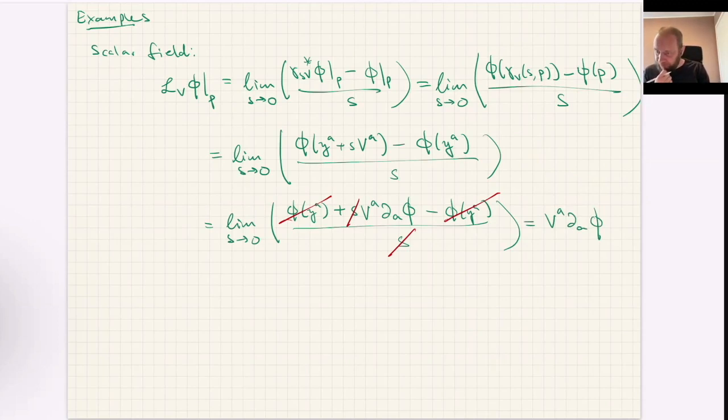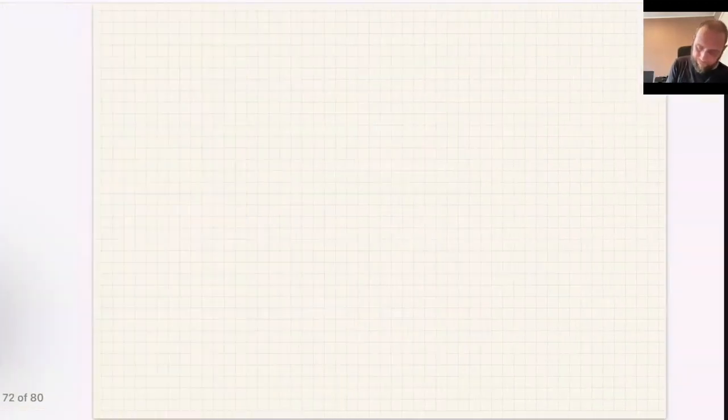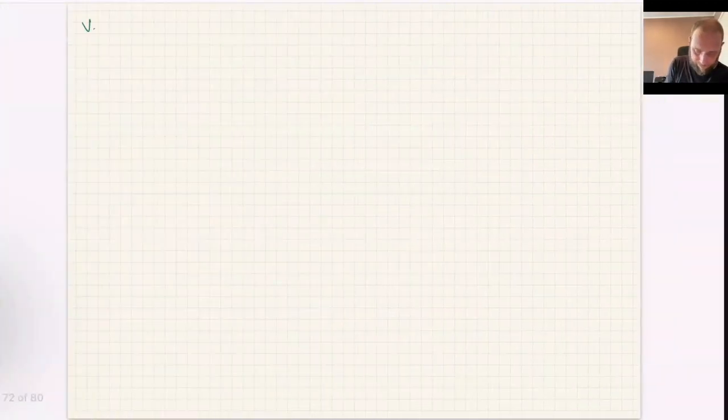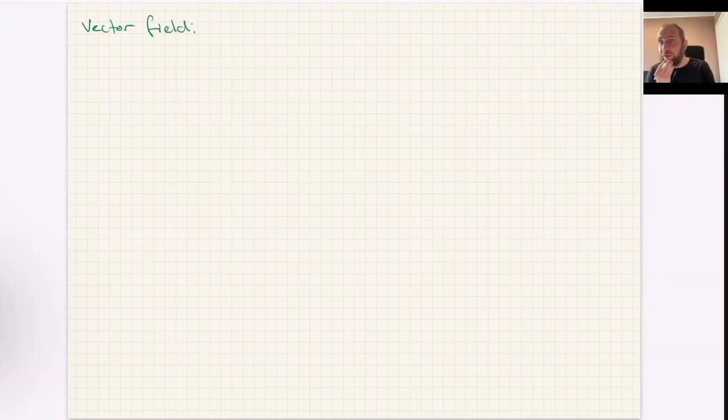So that's fine. Let's do something a little bit more involved. Let's take the vector field and try to figure out what the Lie derivative of a vector field is. So I want to have the Lie derivative in the direction of v, which is a vector field, over the vector field x. So exactly the same thing we tried to do here.